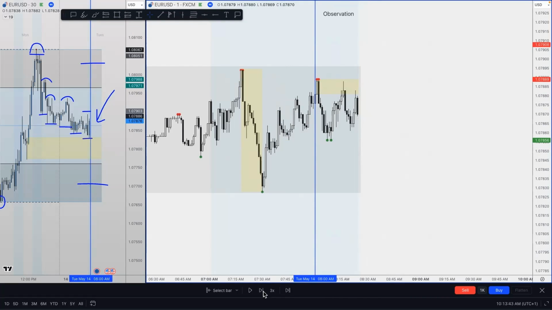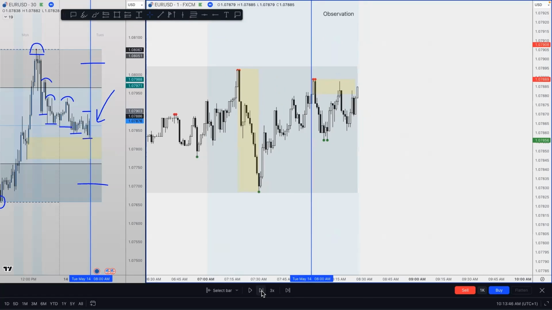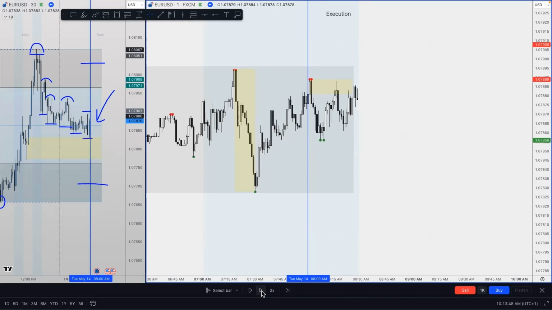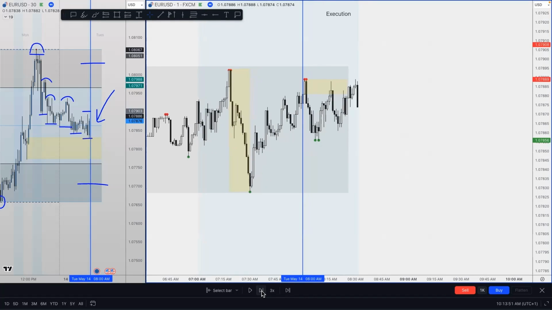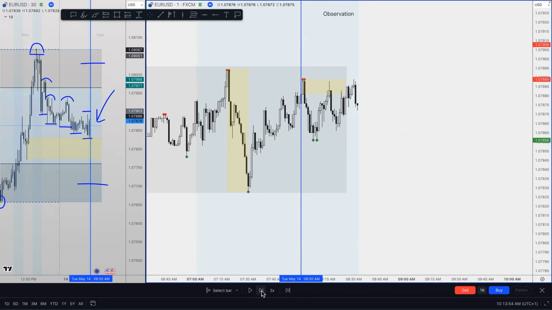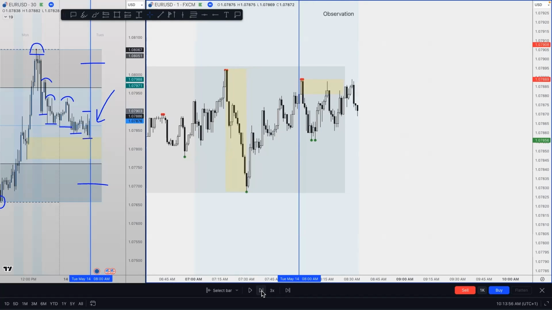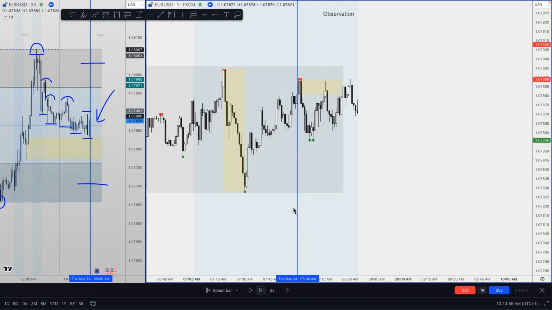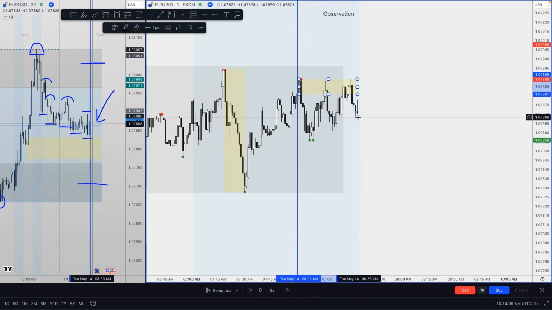Really, what we're looking for is a continuation of that intention. Will we see it? Won't we see it? Right now, price is still ranging in my session. So again, no trades interesting me. We can see here, price has started to move in the opposite direction.